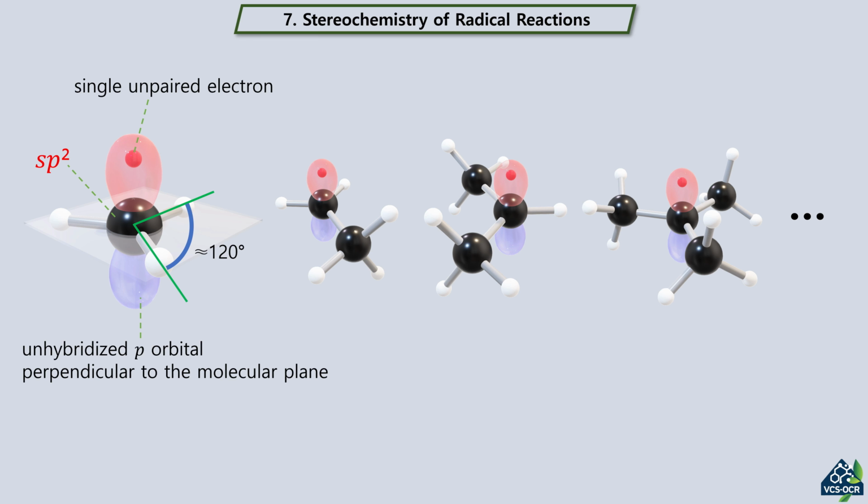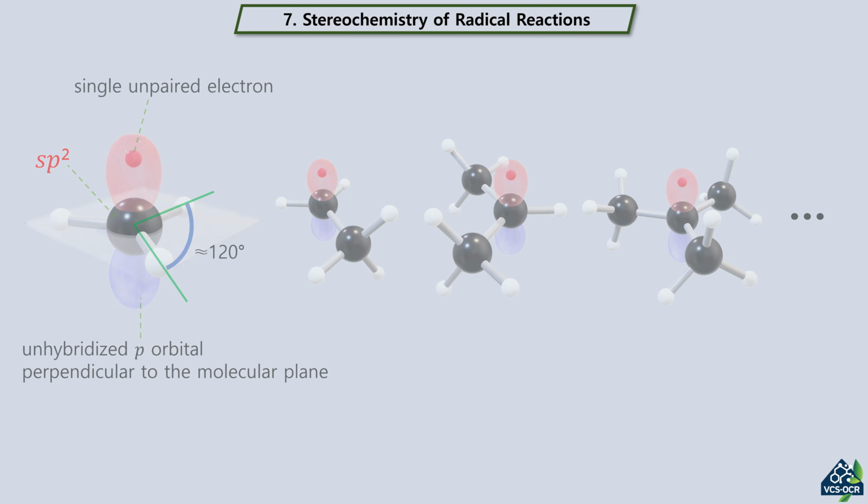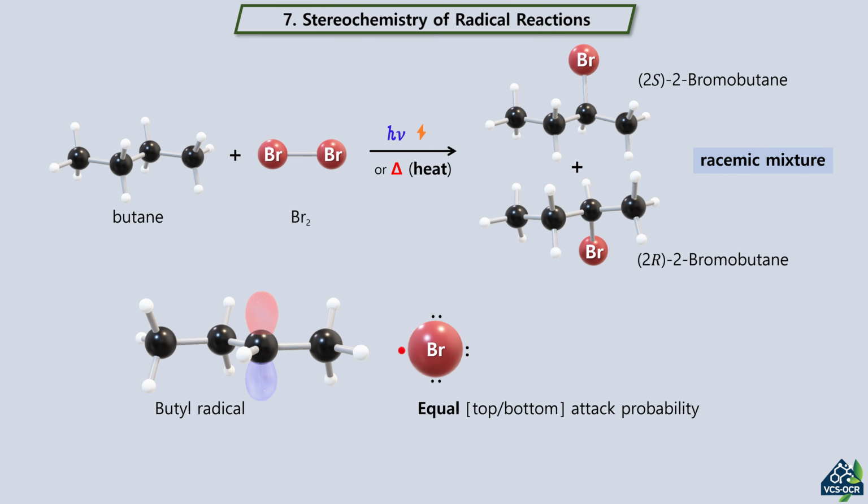Because the planar radical center presents two electronically equivalent faces, the incoming reagent has an equal probability of attacking from either the top face or the bottom face. When a planar radical intermediate is formed in an achiral environment and a single new chiral center is created, attack from either face produces a one-to-one mixture of opposite enantiomers, a racemic mixture, resulting in an optically inactive product.